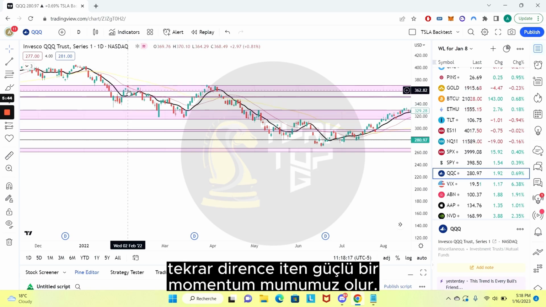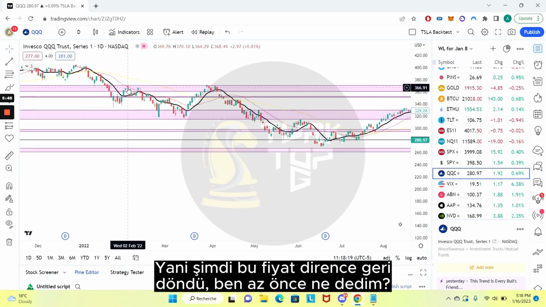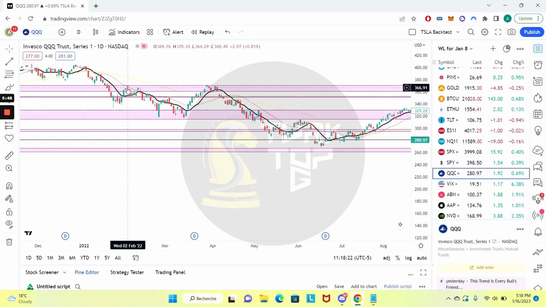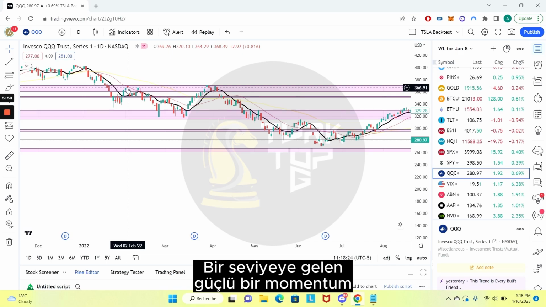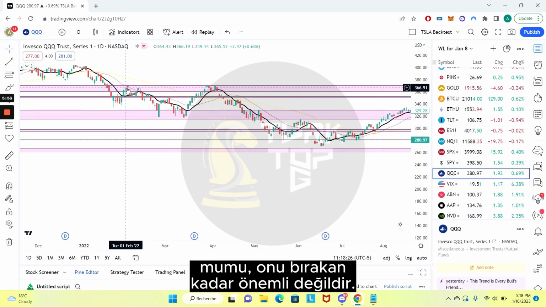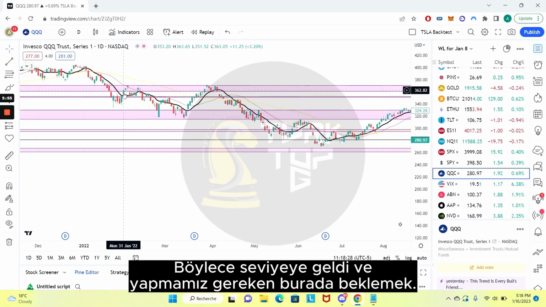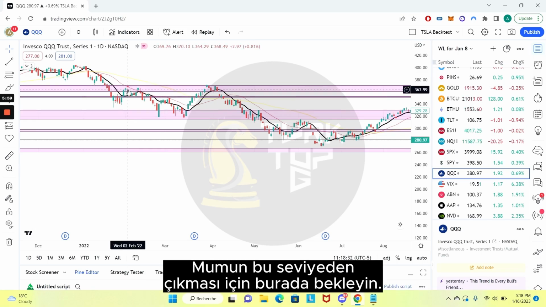So now that price is back into the resistance, what did I just say? A strong momentum candle coming into a level is not as important as the one leaving it. So it came into the level, and what we have to do is just wait here for the candle to leave this level.